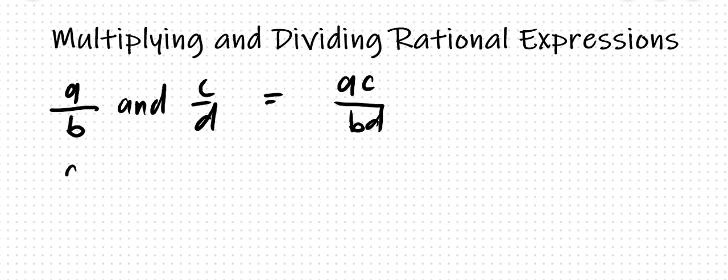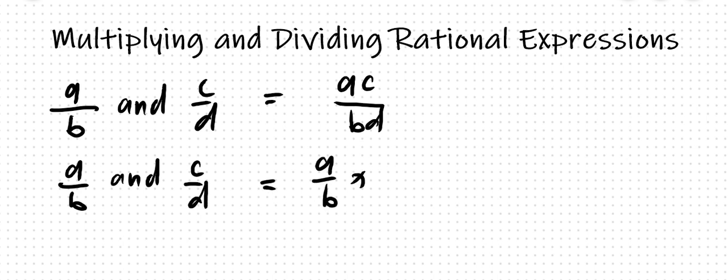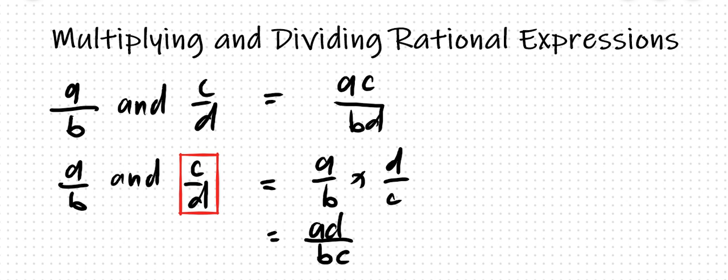For example, a over b divided by c over d. That is equal to a over b times, get the reciprocal of the divisor. As you can see here, ito po yung divisor natin. So the reciprocal of c over d is equal to d over c. And then proceed to multiplication. Again, in multiplying rational expressions, just simply multiply numerator to numerator and then denominator to denominator. So this time, AD all over BC.